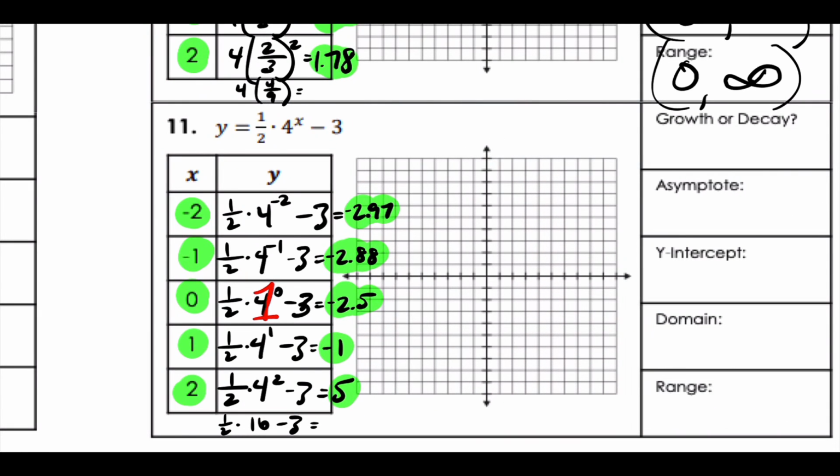Okay, make dots. 2, 5. I'm going to start at the bottom. So 2 comma 5. 4, 5. 1, negative 1. 0, 2.5. Negative 1, almost 3. The last two are going to be almost 3.